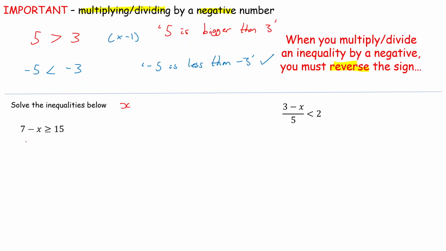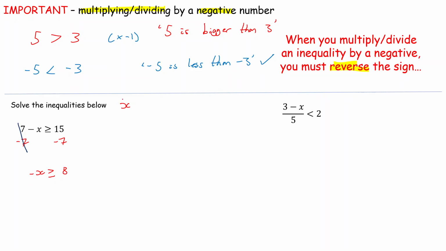I've got a 7 take away x. Let's take away that 7 from both sides to begin with. That's a good place to start. Okay, but you'll see in a second what the issue is going to be. And I'm left with, over here, minus x being greater than or equal to 15 take away 7, which is equal to 8. I've got minus x bigger than or equal to 8.